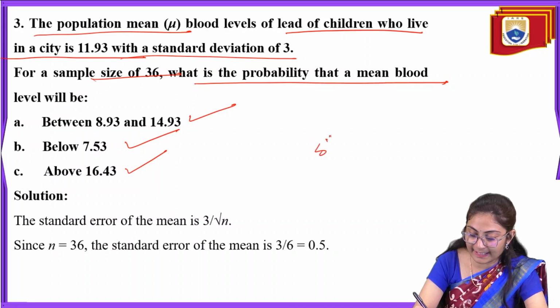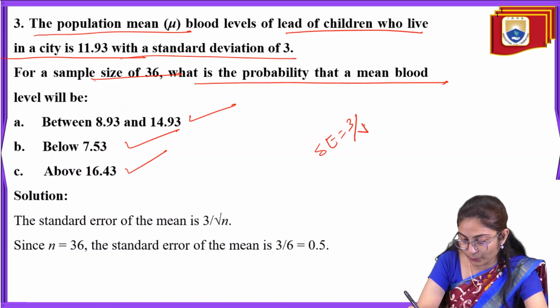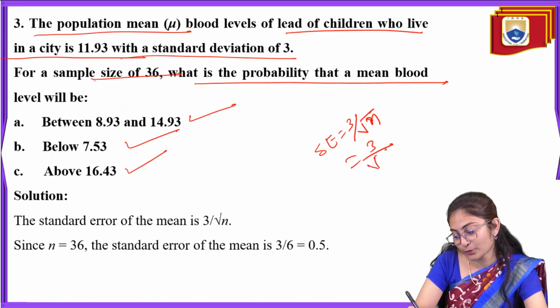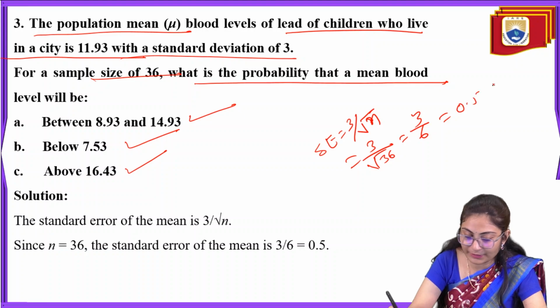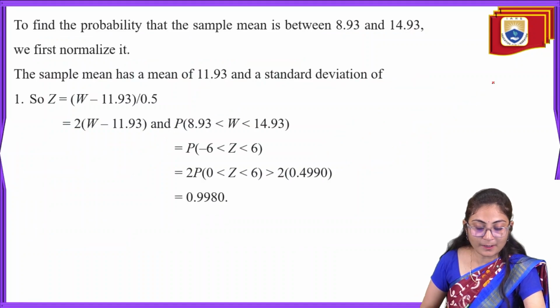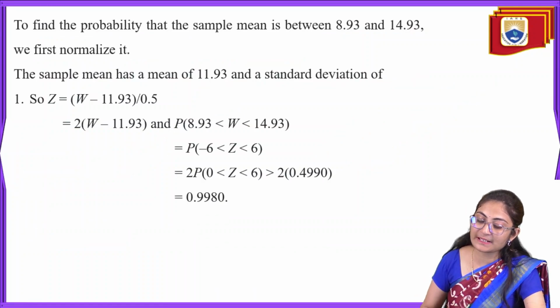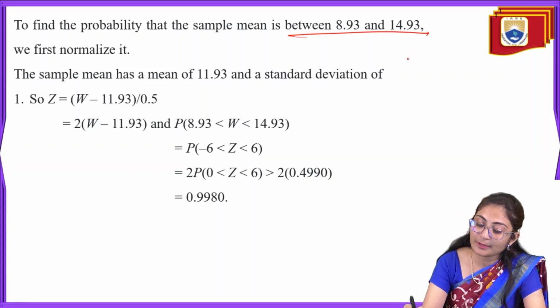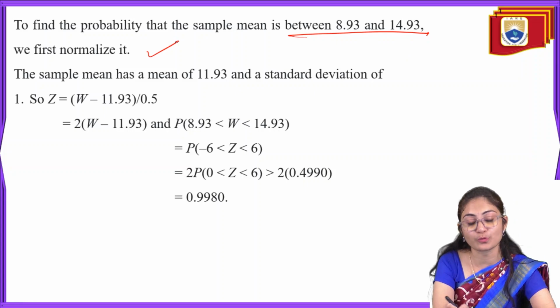36. Standard error we have to find out, that means 3 over root of n, that means 3 upon root of 36, which is equal to 3 by 6. You will get 0.5. Now first we have to find out the probability that the sample mean is between 8.93 and 14.93. First we have to normalize it.